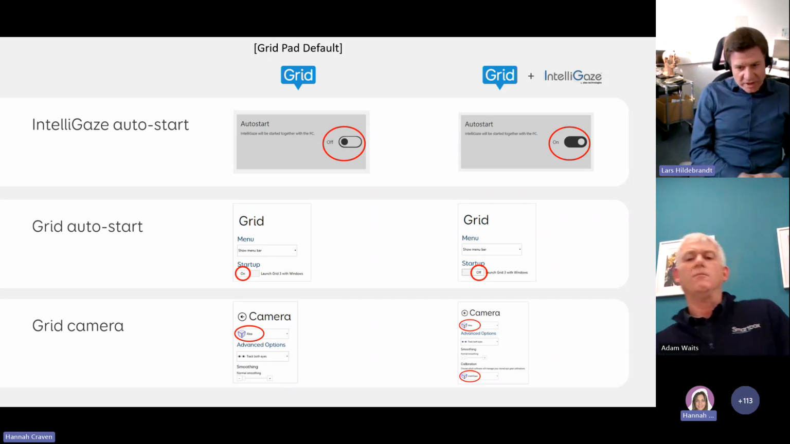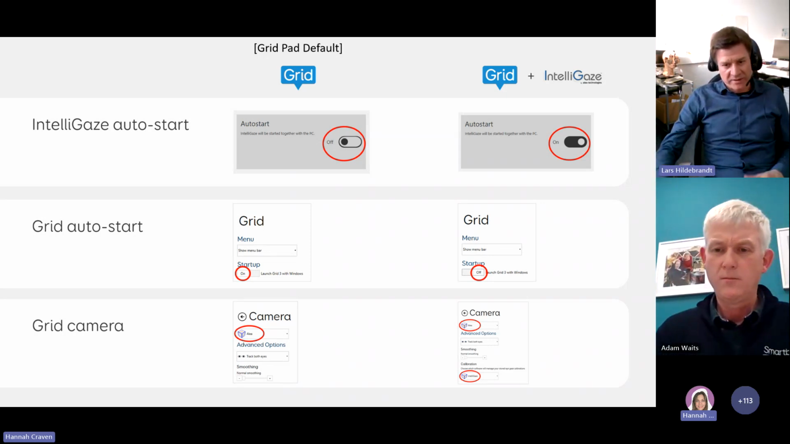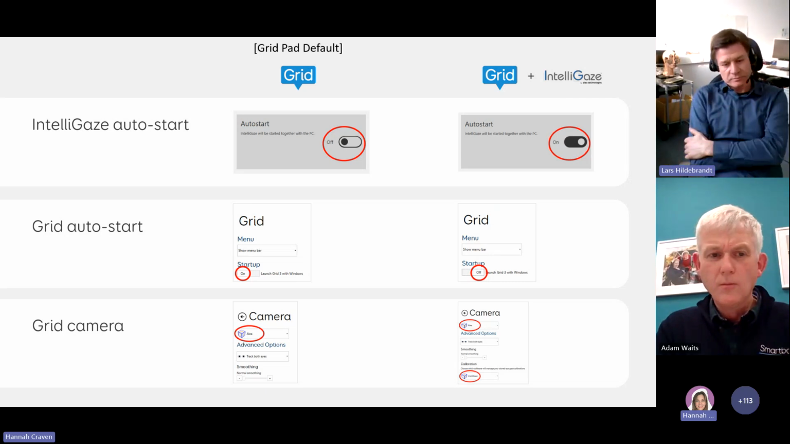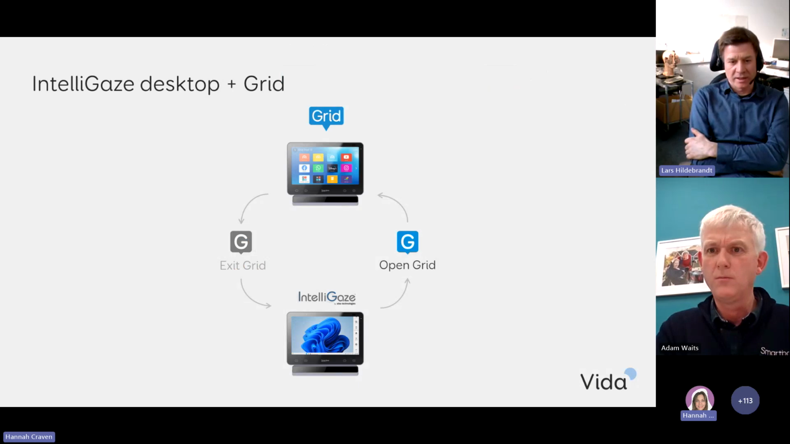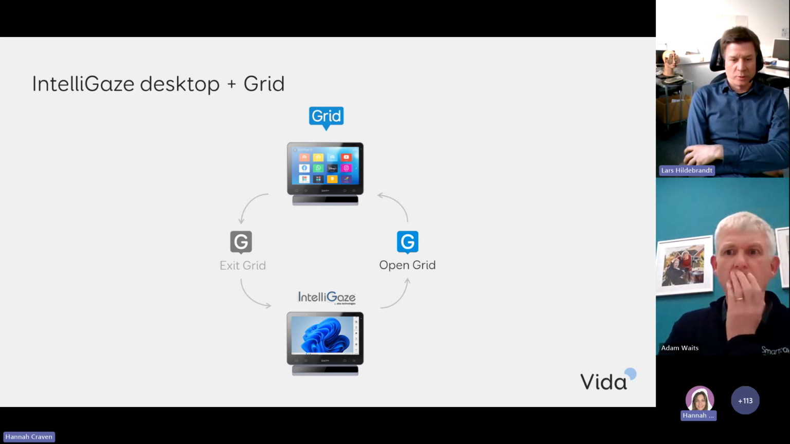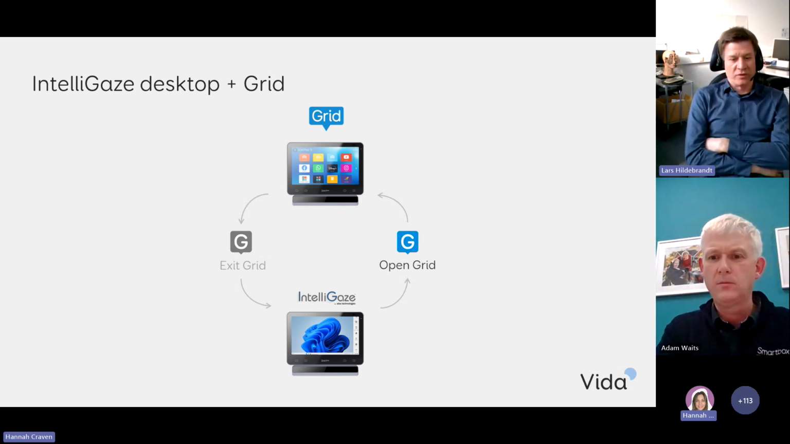If you have configured your grid pad the way you see it on the right side, then it comes up with IntelliGaze. The first thing you do is that the user or the caretaker starts grid by opening it, and it then automatically connects to IntelliGaze. Then you can do whatever you want in the grid world, and when you exit grid via a special cell or close grid, you are back in the IntelliGaze world.